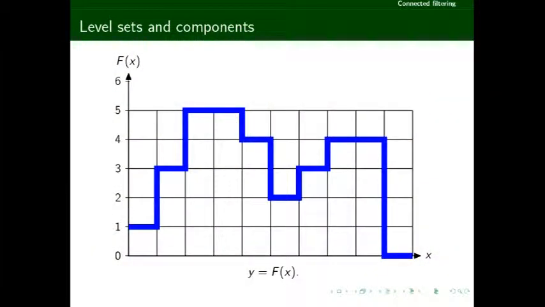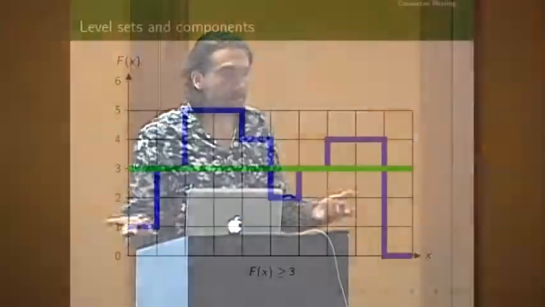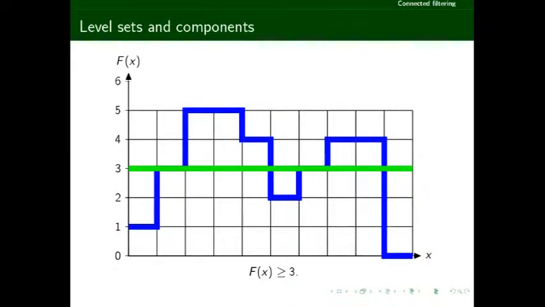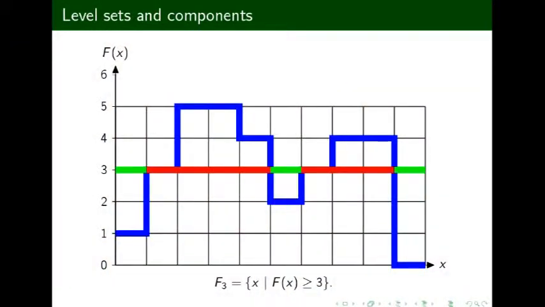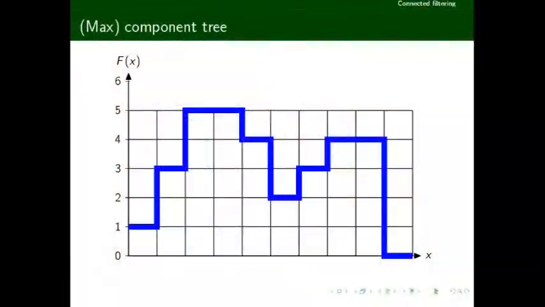Okay, here is one example. It's a 1D signal. On the x-axis you have x, and on the y-axis, F. The signal is in blue. You can take a threshold. At a given threshold, you have two connected components in red. Very good. You can vary the parameter of the threshold, of course, and you can obtain a tree from that.